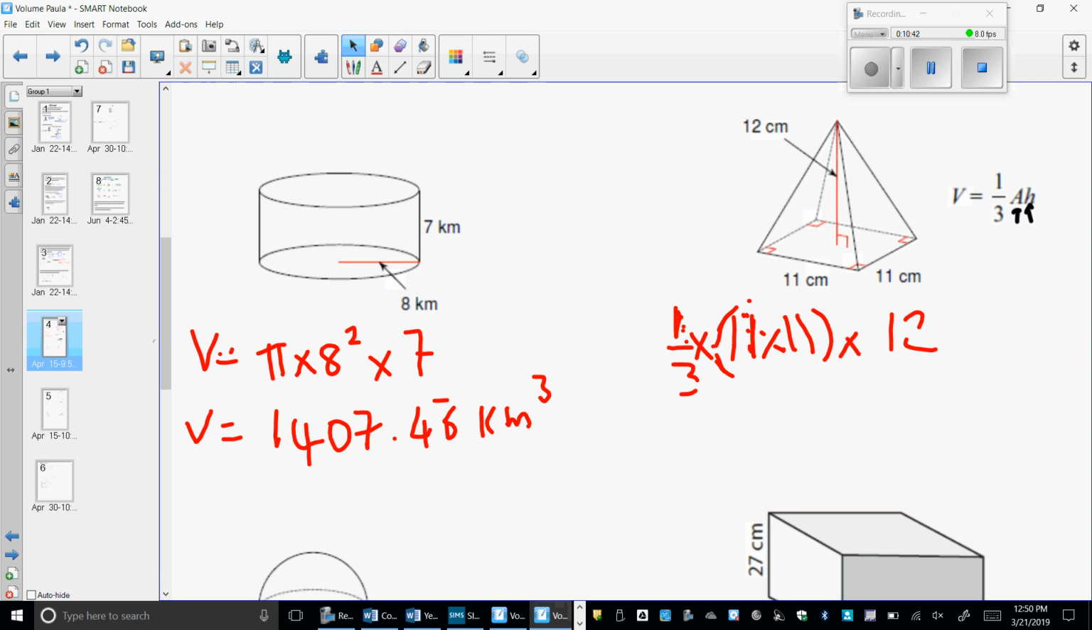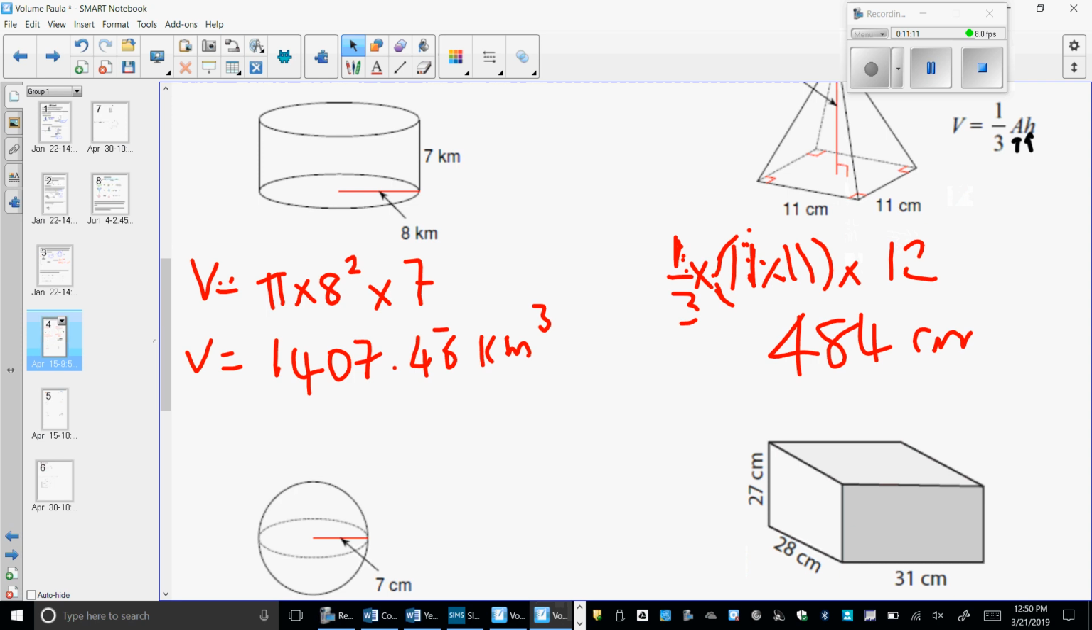1/3 multiplied by 11 squared multiplied by 12. And remember, you can put in fractions in your calculator. We've learned how to do that. Unfortunately, I can't show you. So 1/3 multiplied by 11 multiplied by 11 multiplied by 12. So that gives us 484. And that's centimeters cubed.